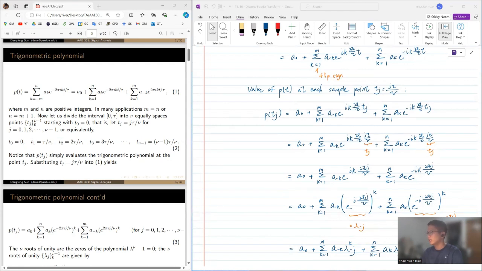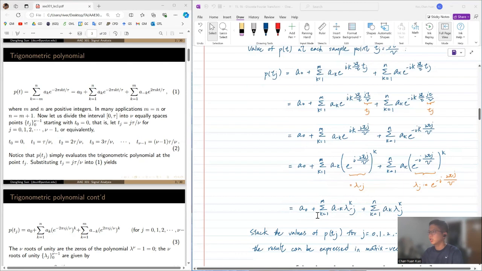Now if we let lambda j be equal to e to the negative i times 2 pi j over nu, then you will see that this term right here is actually just lambda negative j. So in the end, we see that P of Tj will equal A naught plus the summation of A negative k times the kth power of lambda negative j, where k is from 1 to m, plus the summation of Ak times the kth power of lambda j, where k is from 1 to n.